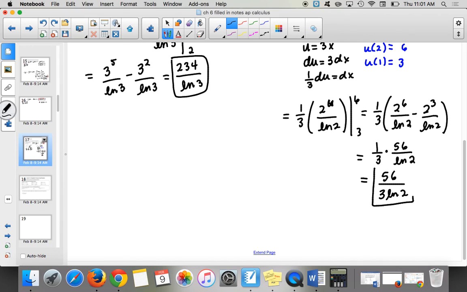But then think about other ways that the AP test could write that. So you could also have 56 over natural log of, what? 8. 2 cubed, right? So you could have that as well. So look for weird things.